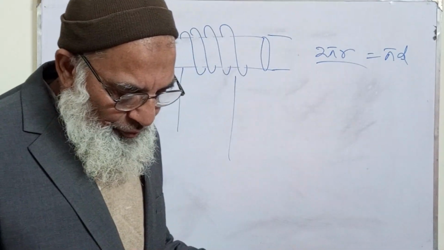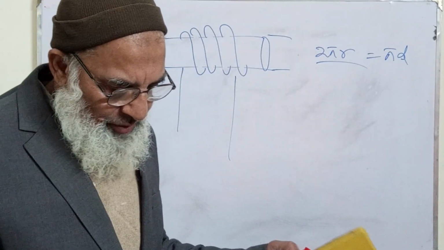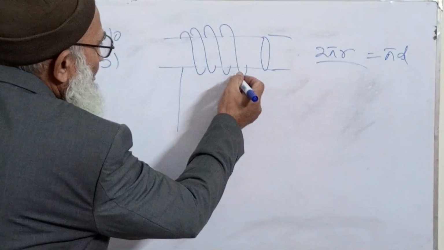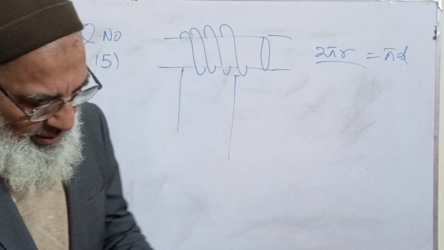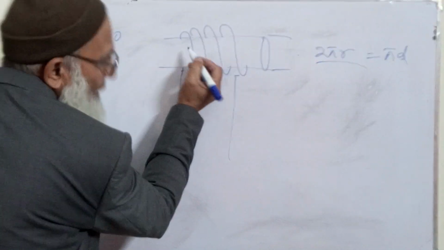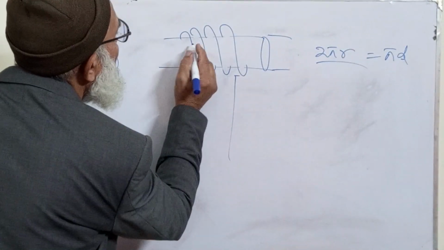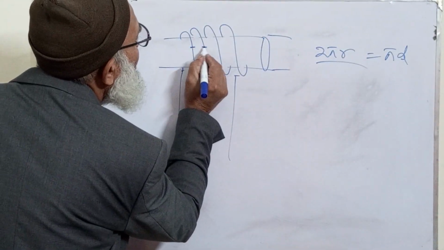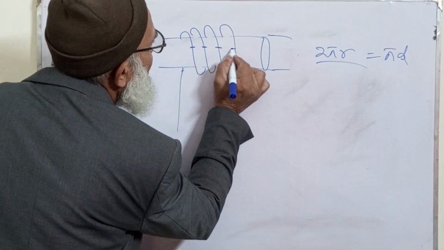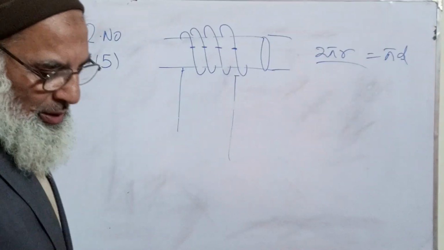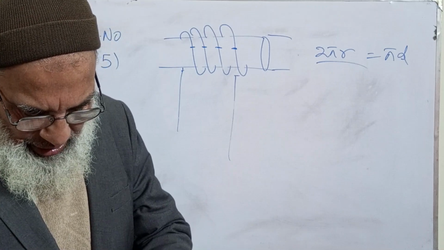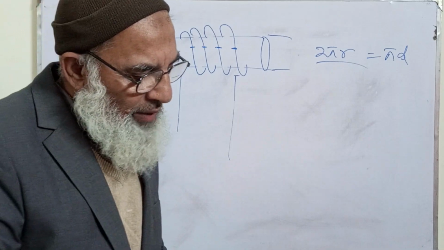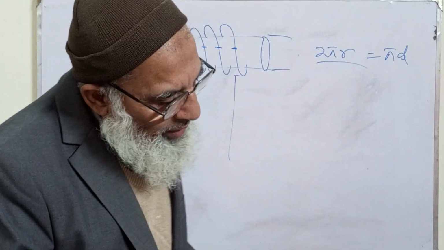He wraps the length of string 4 times around the pipe and marks with the ink. Okay, he marked with the ink. He has marked somewhere here, at the same place. Okay. Now let us turn the page. Please turn over.